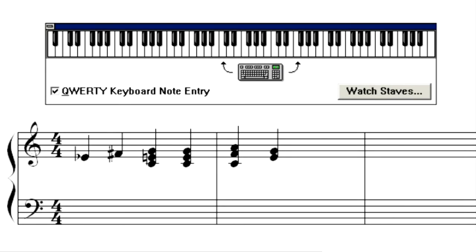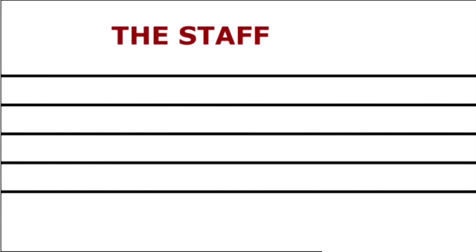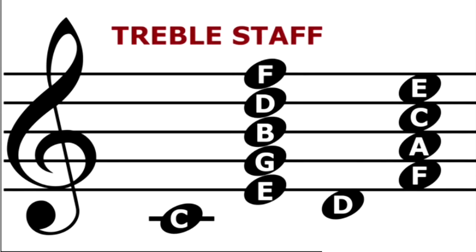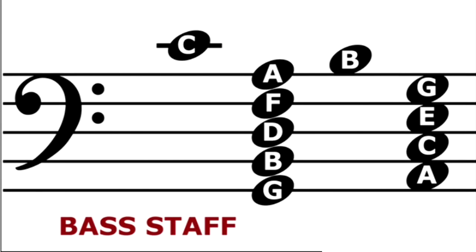But that's basically all you need to know about the staff. Let's take a look one more time here at our staff. 5 lines, 4 spaces. Treble staff, there's your lines and spaces. You want to memorize those. And the bass staff lines and spaces. All right, so let's move on to the next step of the program.